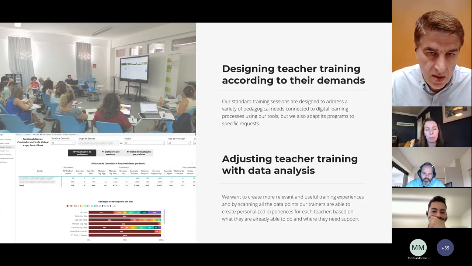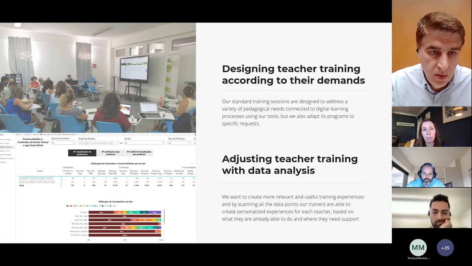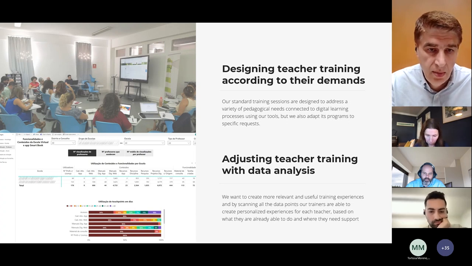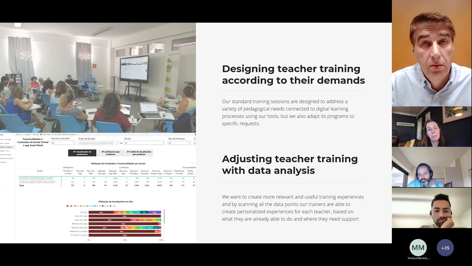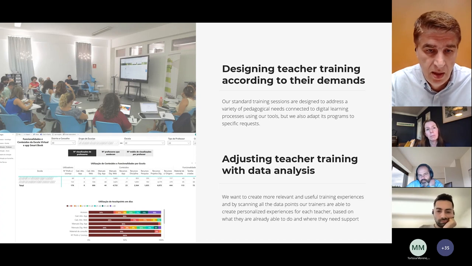And of course, as I was mentioning before, we do that together with the analysis of the data they allow us to collect within the day-to-day usage of Escola Virtual. So we can do a lot of customization, even one-to-one, as I said, and we do it in order not to say something general to everyone when there are people with very different levels of understanding and very different levels of technology awareness.